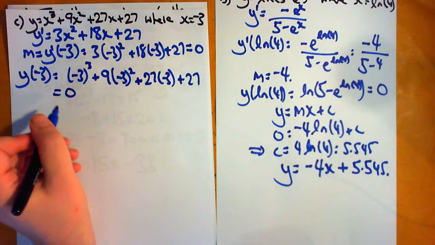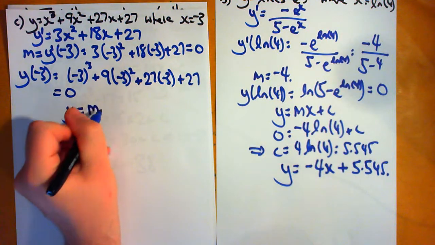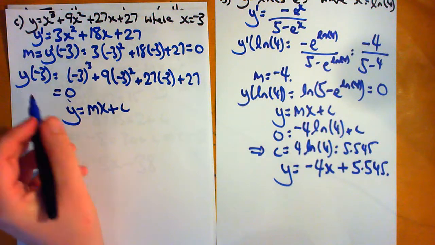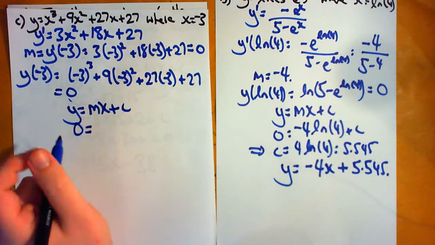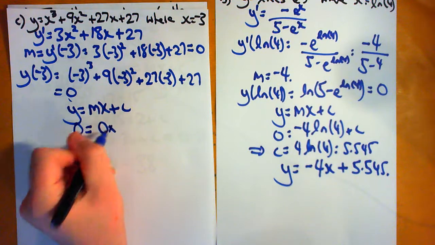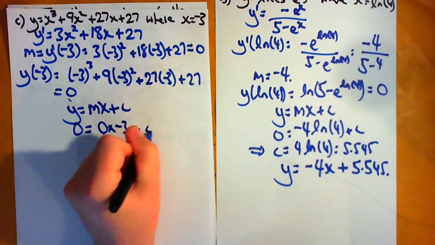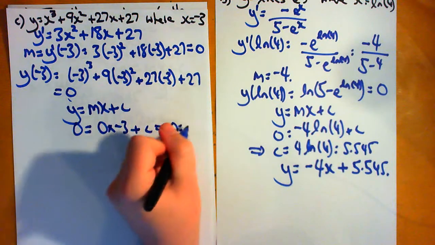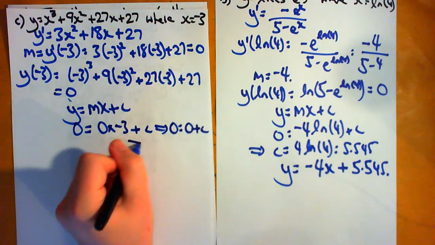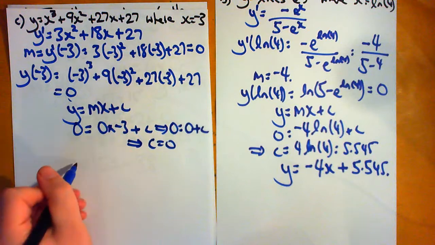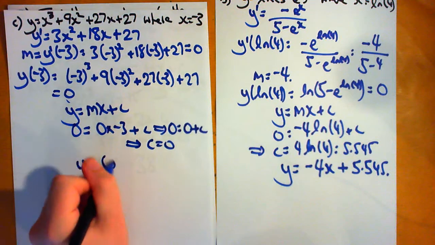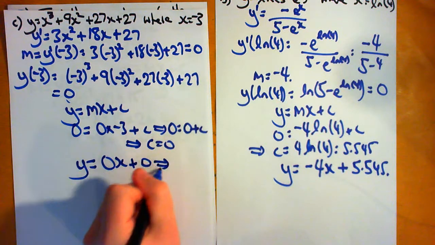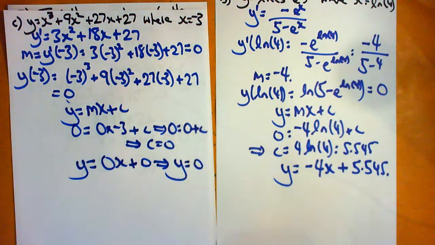Now we're ready to use y equals mx plus c. We just found y to be 0, equals m is 0, times x is negative 3, plus c. So 0 is y, mx is 0, plus c, that tells us that c is 0. So your equation is y equals 0 times x plus 0, and that reduces down to y equals 0.